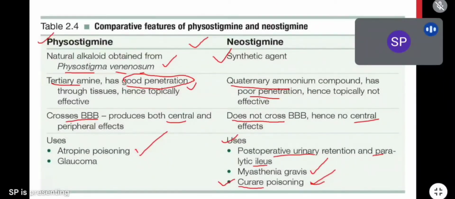About pyridostigmine, among all these, it has a long duration of action, it has more toleration, and it is the drug of choice in myasthenia gravis. Remember those three points about pyridostigmine, enough. Clear? Now we understood about myasthenia gravis.